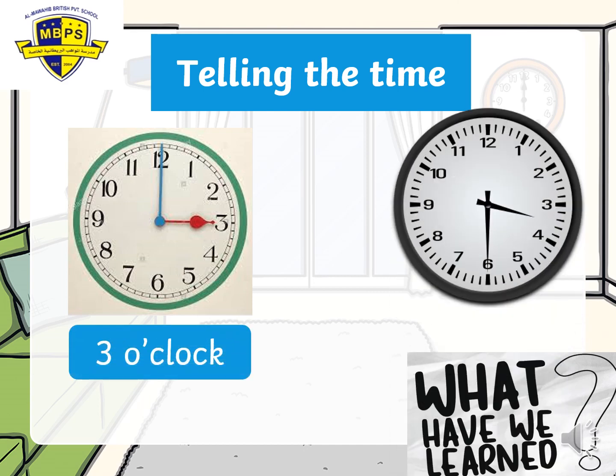But look at this clock here, the black one. Where is the long hand? The long hand points to 6. And the short hand is in the middle between 3 and 4. If the long hand points to 6, at this time we say half past. So the time here is 3:30.